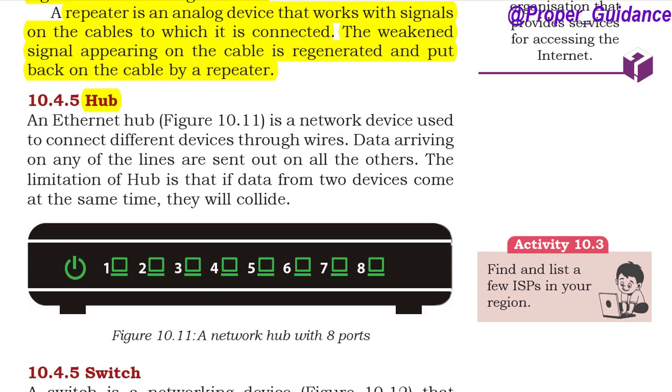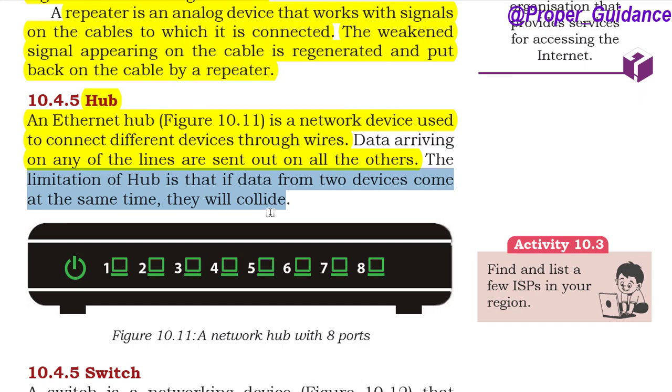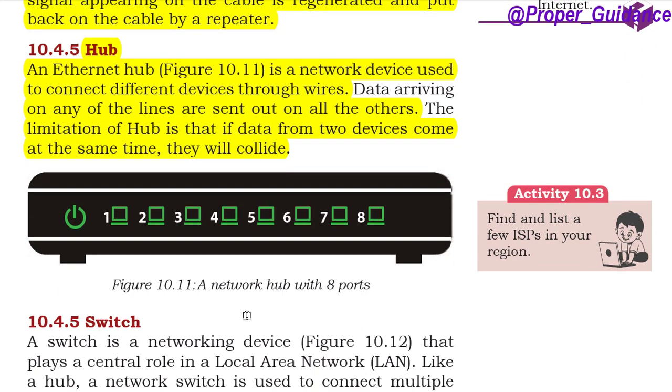What is a hub? An Ethernet hub is a network device used to connect different devices through wires. Data arriving on any of the lines are sent out on all the others. The limitation of a hub is that if data from two devices come at the same time, they will collide. This is the picture of a network hub with 8 ports.